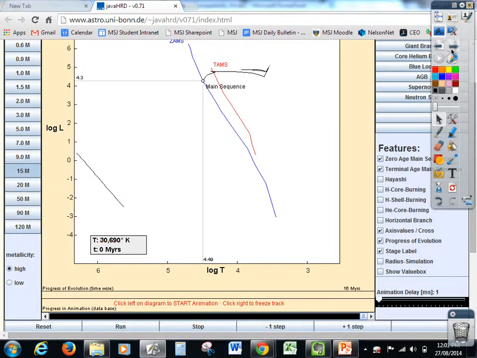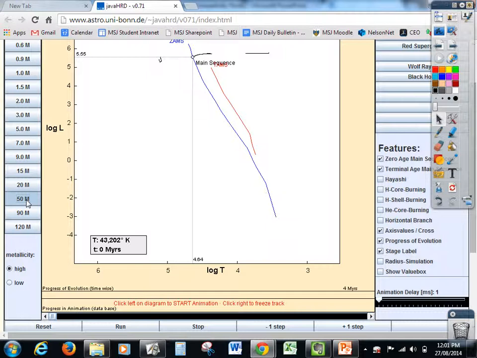Okay, let's do it again. I'm going to go forward. Let's do a massive star. Okay, this is 50 times the mass of our star. Sorry, not 50 million, 50 times the mass of our star. Okay, I'll just do it step after step. Okay, go. I'm going to run it.